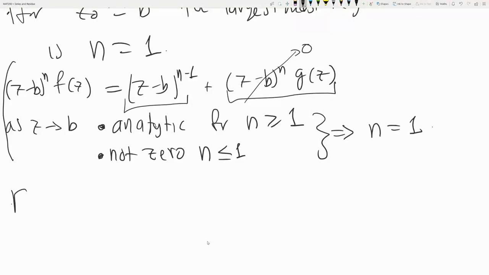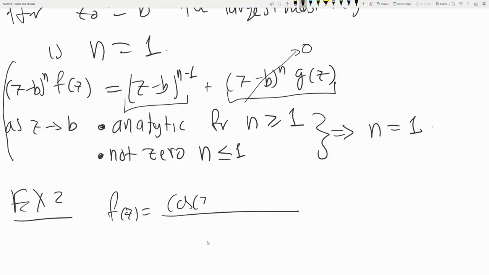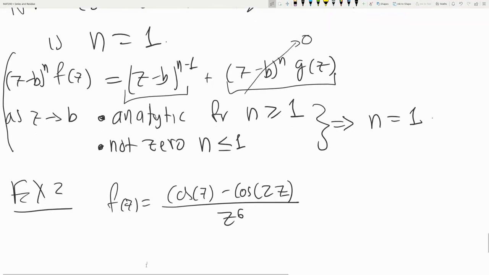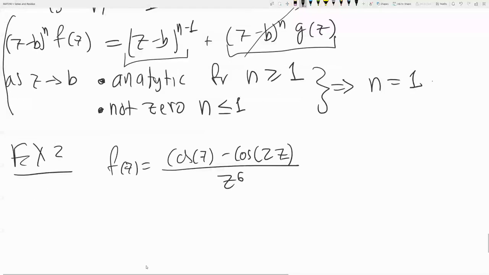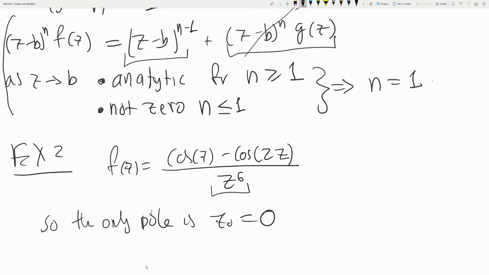All right, so let's do another example. Cosine z minus cosine 2z over z to the 6. So first you have to find the pole, and you just have to look at the denominator because the top is analytic. So the only pole is z naught equal 0.